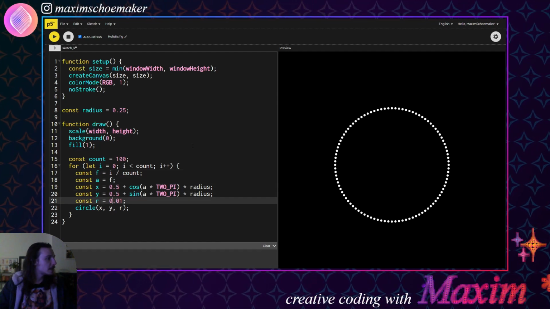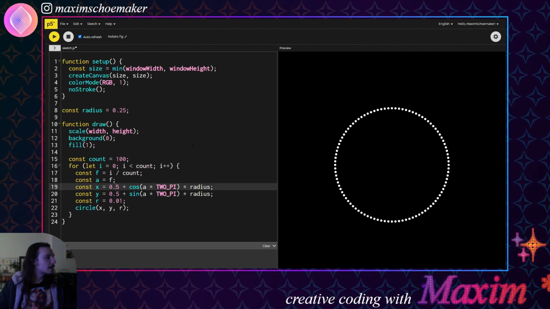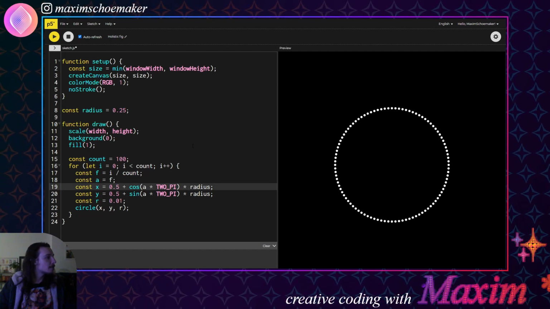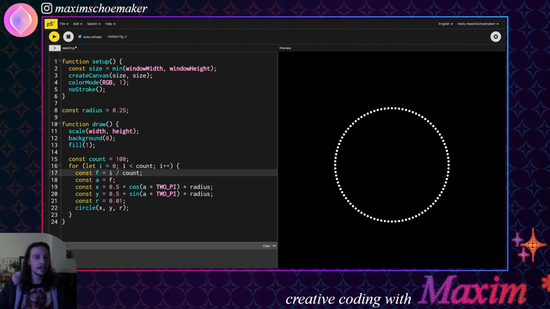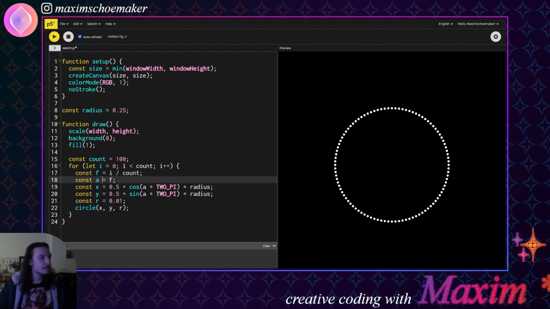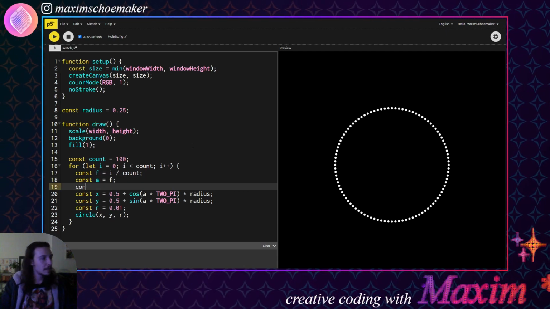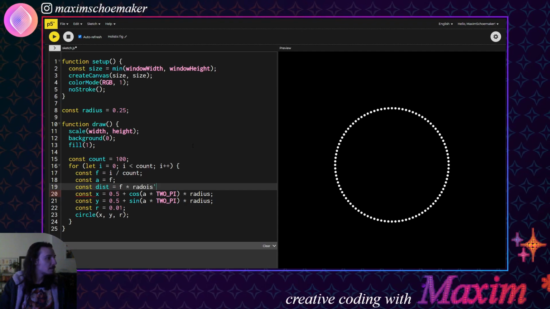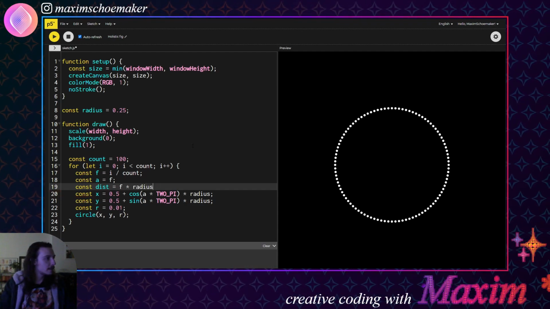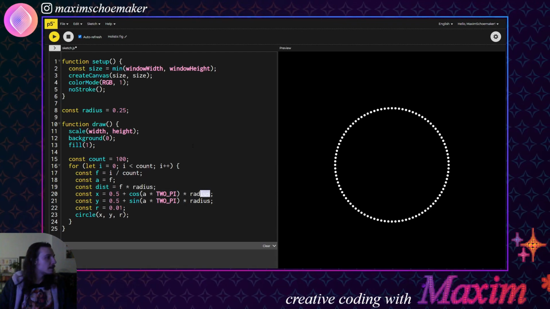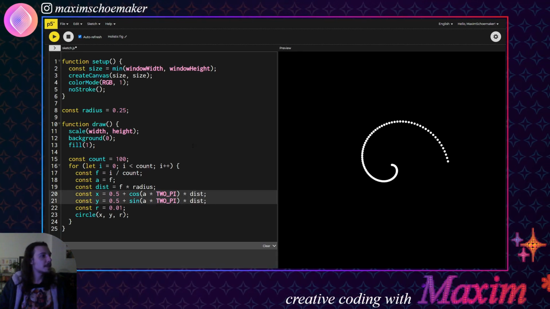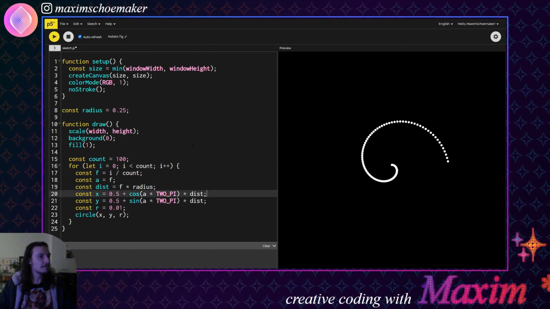And the way you do that is by taking the radius here and multiplying it, for example, by this f. So I'm going to make another value called dist for distance, times radius. And now, boom, there you go, a spiral.